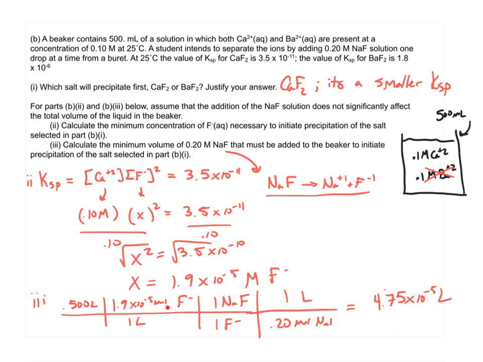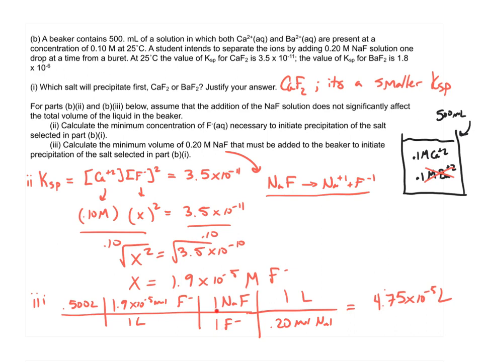Well, the source of the F- ions is the NaF. So once I take the volume times the molarity of the F- ions that we calculated up above in part 2, I can then use the mole-to-mole ratio of the titrant NaF in relationship to the Na+ and the F-. The mole-to-mole ratio you want to use is for the titrant, not for the analyte. Most common mistake I see here is people do this for the CaF2, but we're trying to figure out the volume of the titrant, not the analyte.